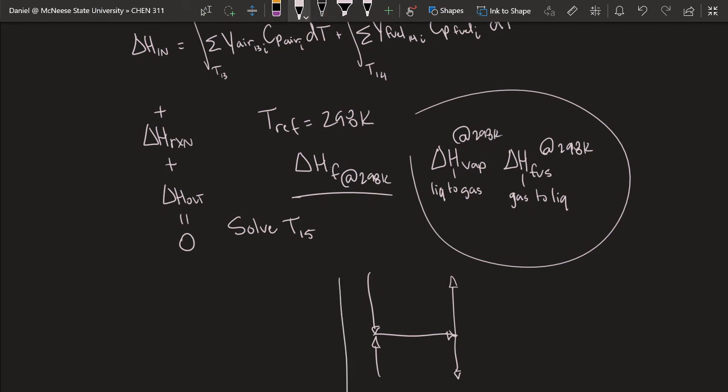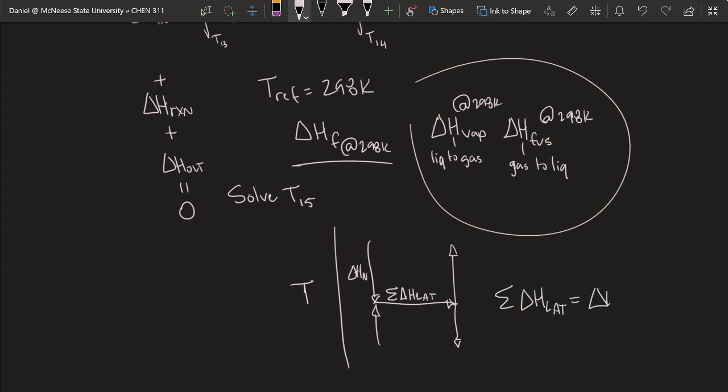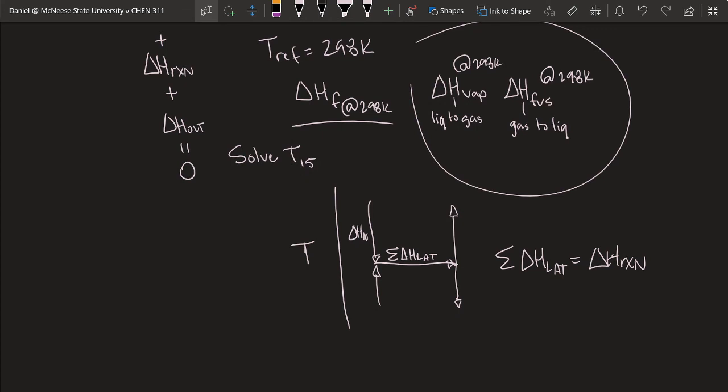And that's that table where we had temperature, delta H in, delta H of reaction. Honestly, I don't want to say reaction, I just want to say latent: delta H of latent, the sum of the delta H's of your latent. Okay? And for that combustion chamber, the sum of the latent heats was equal to the delta H of the reaction, because we didn't have to deal with phase change.